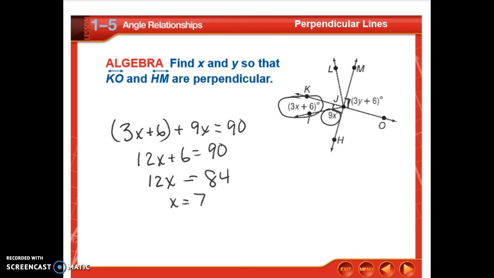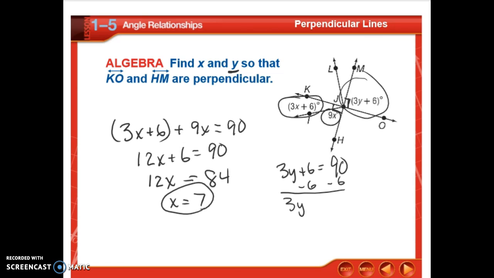Okay, so we've got part of it. x equals 7, but now we're asked to find y also. So to figure out what y is, we also know that 3y plus 6 is the measure of the angle that's 90 degrees. So 3y plus 6 equals 90 degrees. Take away 6. 3y equals 84. Divide by 3. And you end up with y equal to 28.